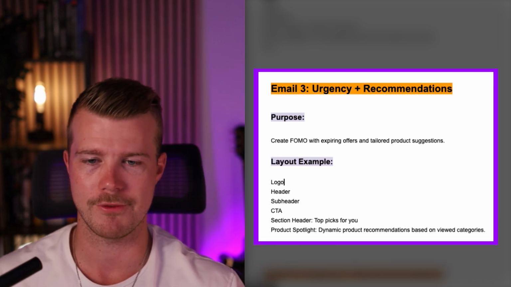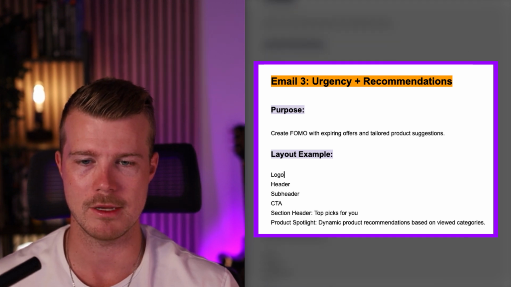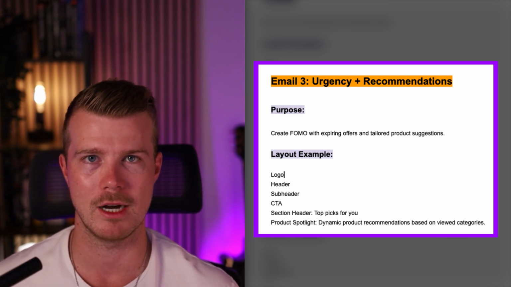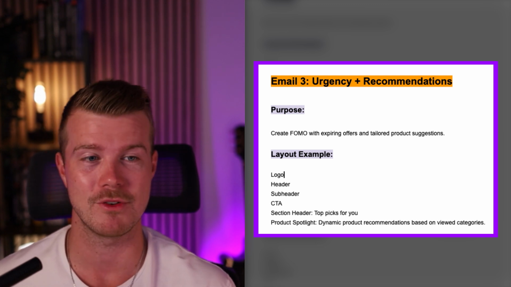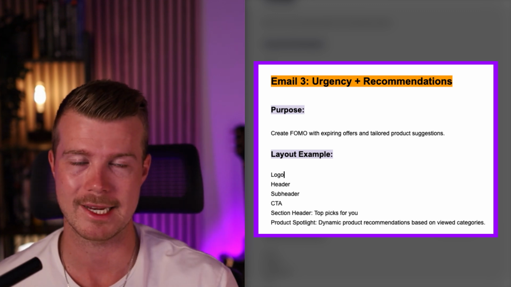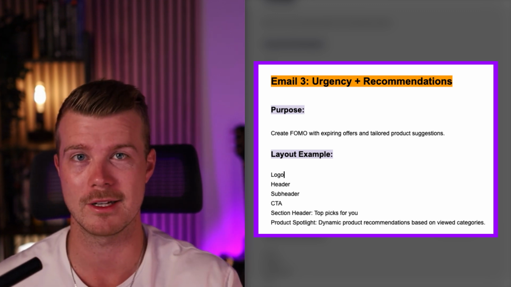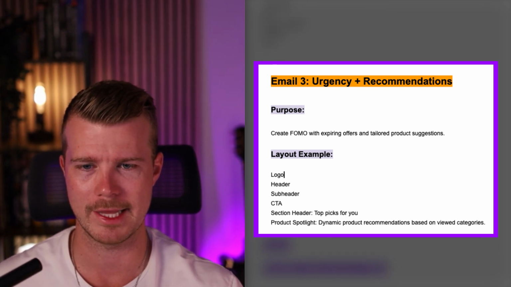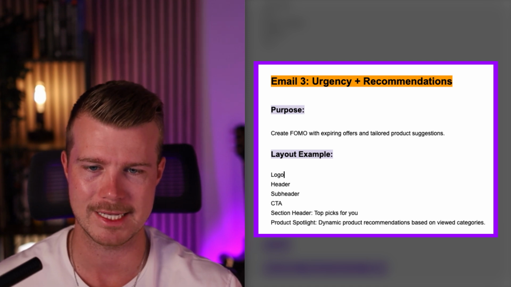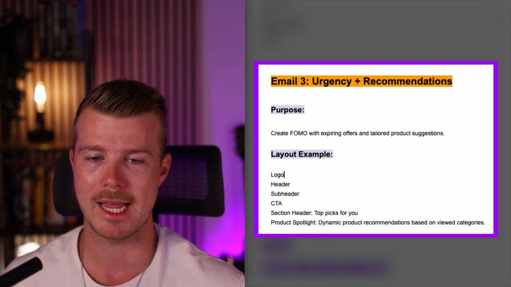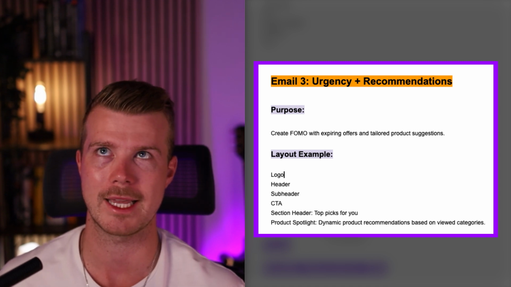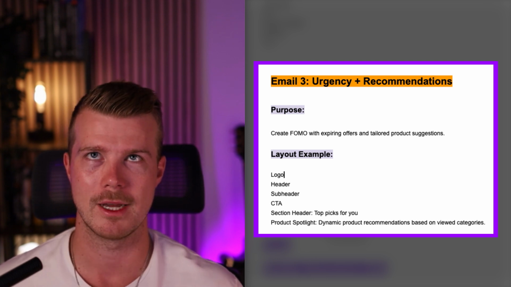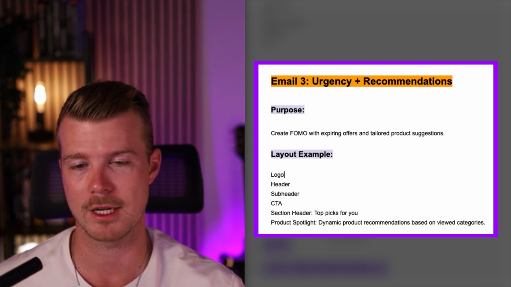Now, the third and final email for site abandonment is going to be basically creating FOMO. Right? We want to create some urgency. We want to give people some recommendations based off of maybe the limited interactions that they've had. If you did collect some zero-party data in the pop-up, great, leverage that here. If they're hitting a certain page, like maybe they're hitting a certain collection page, maybe you want to tailor content specifically for them, or if they've searched for something. And then finally, the layout example here would be a logo, header, subheader, CTA. We'd have a section header with top picks for you, and then dynamic product recommendations based off of categories that they've viewed. You could also leverage what top sellers are as well. Again, you can create a dynamic product feed based off of that if you want to.